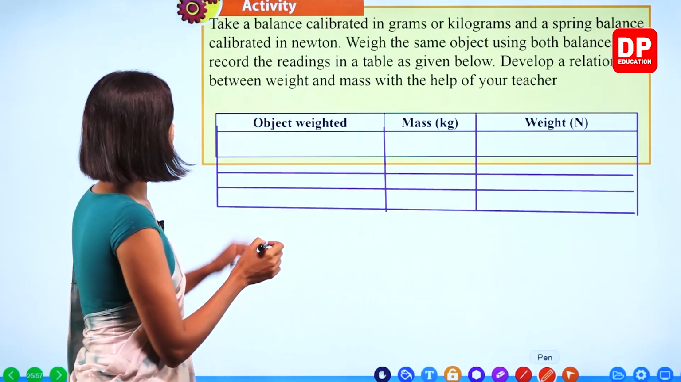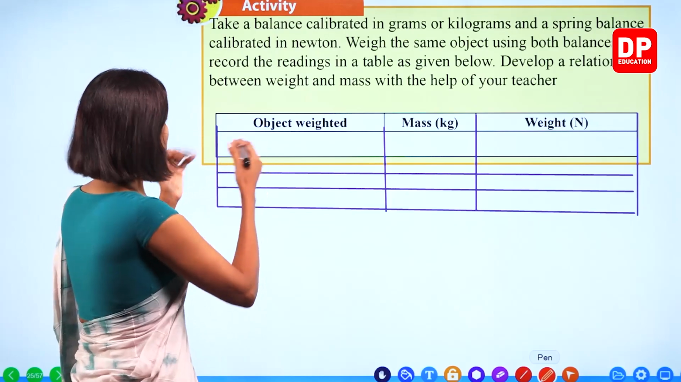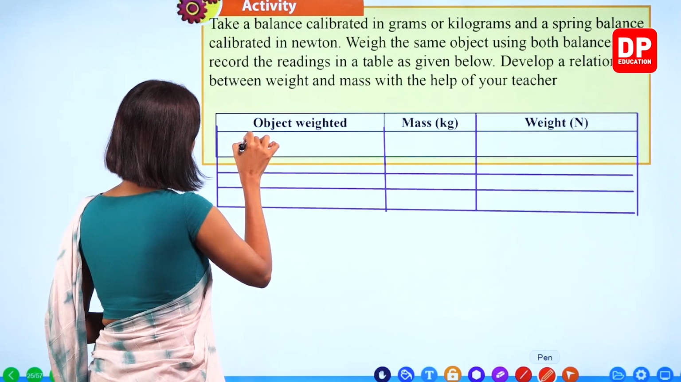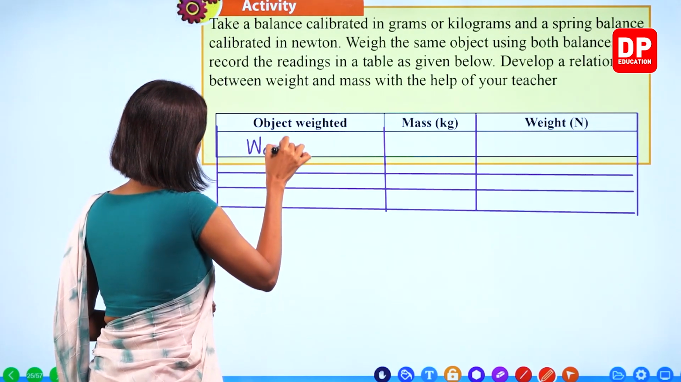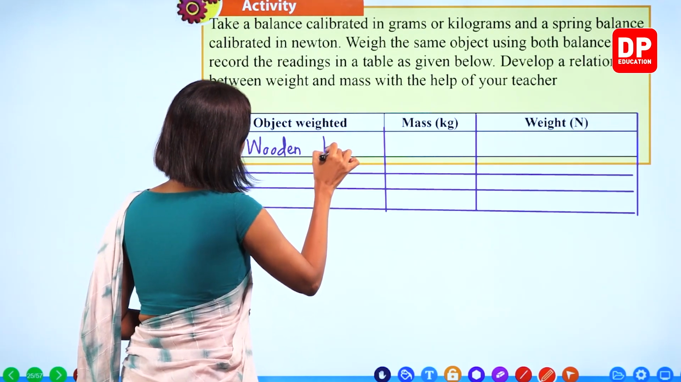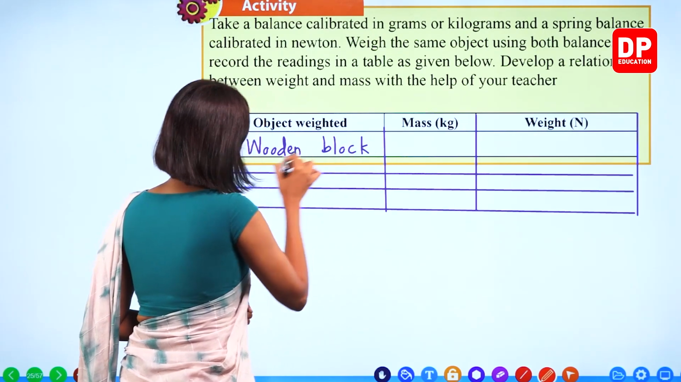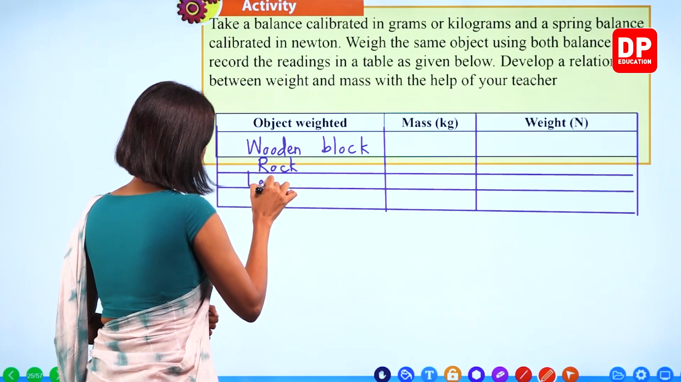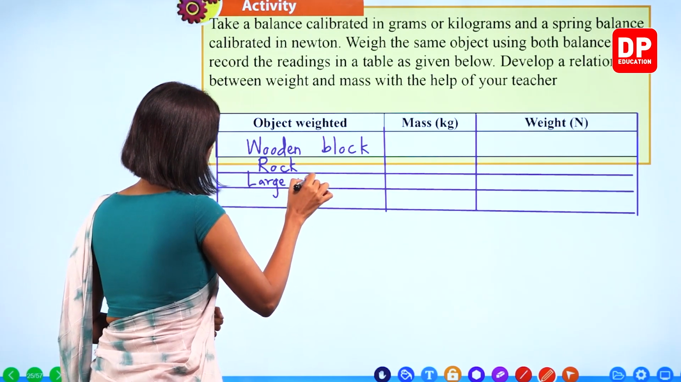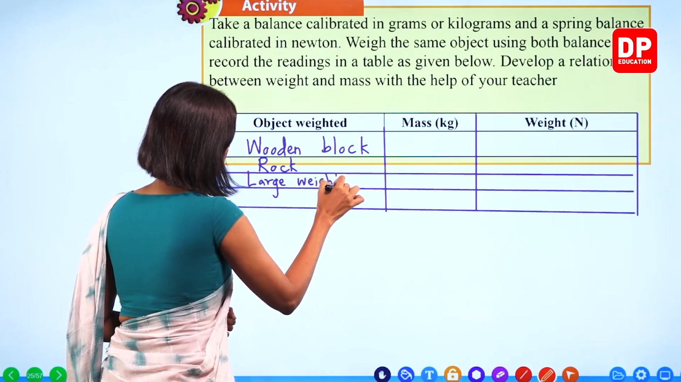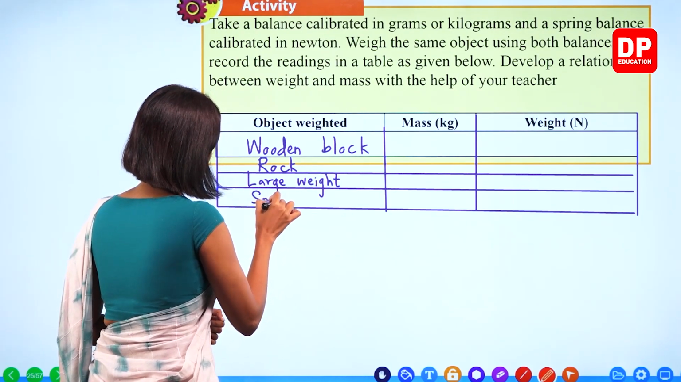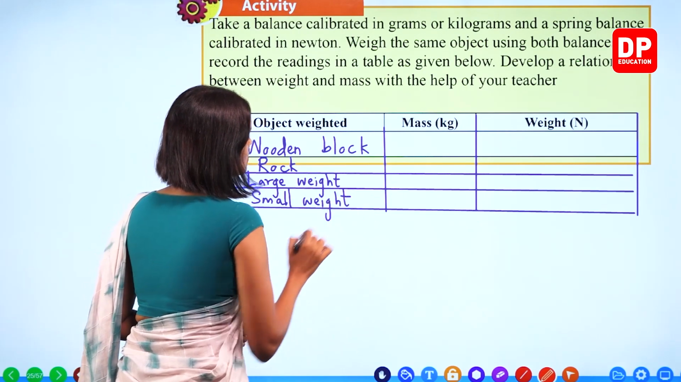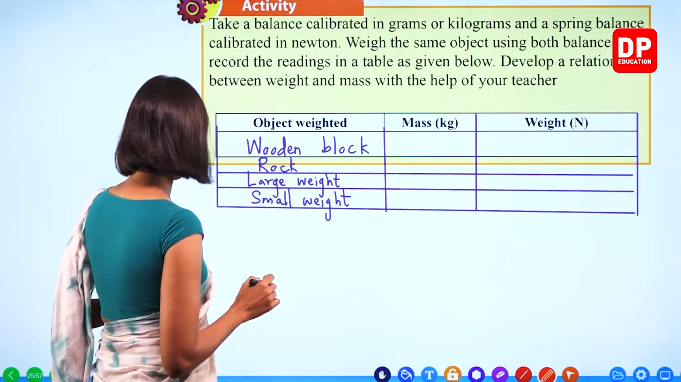Right, children, so let's write the objects weighed. What was the first object we used? Wooden block. And then a rock. Large weight. Small weight.